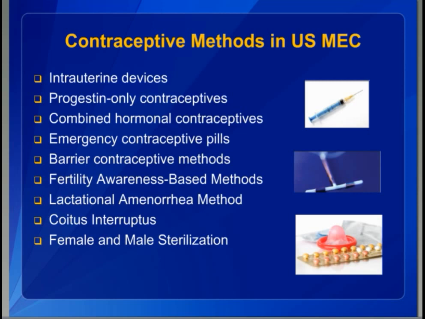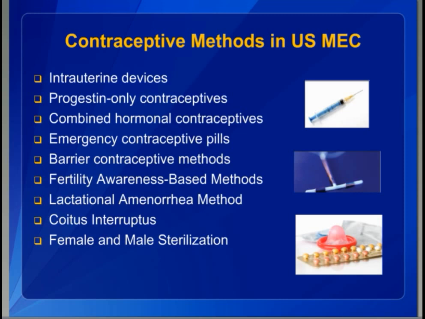Emergency contraceptive pills include levonorgestrel, ulipristal acetate, and combined oral contraceptive pills when used in a certain way. Barrier contraceptive methods include male and female condoms, spermicides, diaphragm with spermicide, and cervical cap. And finally, fertility awareness-based methods include the symptom-based and calendar-based methods.